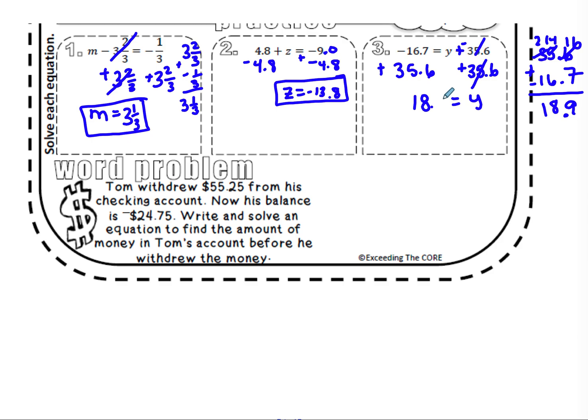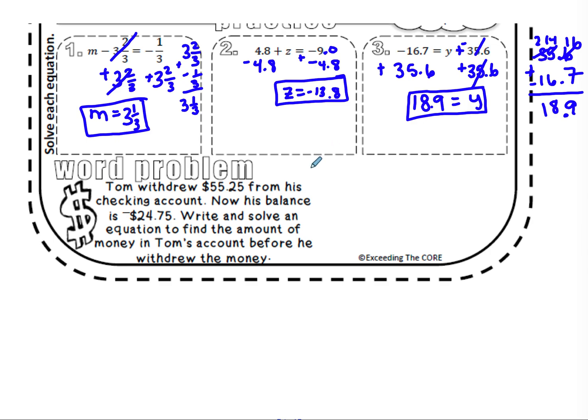I'm going to put in my answer, and then I'm going to look at my signs. All right, I had negative 16 and 7/10, a positive 35 and 6/10. More positives, answer is positive. That's true for addition and subtraction. Okay, so for our final answer here, I have 18 and 9/10. If I wanted to check it, I could put it back in there. 18 and 9/10 plus a negative 35 and 6/10 does give me negative 16 and 7/10.